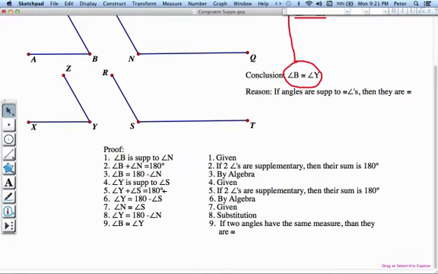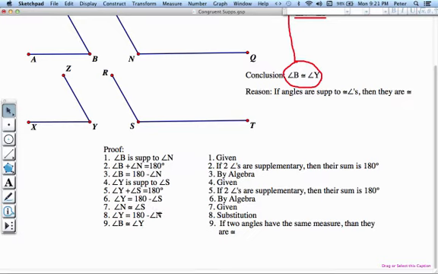In step 5, very similar to step 2, but here we're using two different angles. Angle y plus angle S equals 180, because if two angles are supplementary, then their sum is 180. We make a similar change to the equation as we did in step 3, and the justification is by algebra. In step 7, we use our last given, that angle N and angle S are congruent.